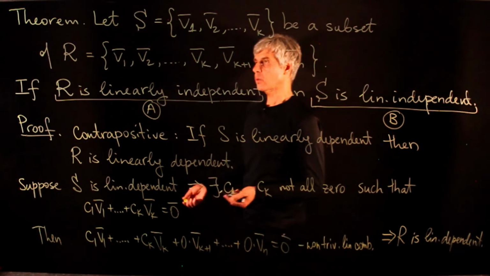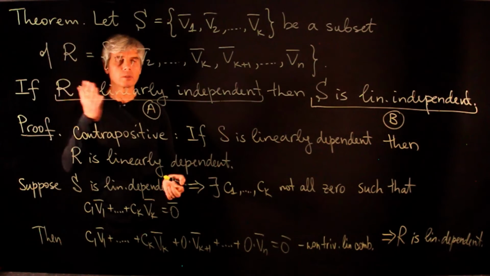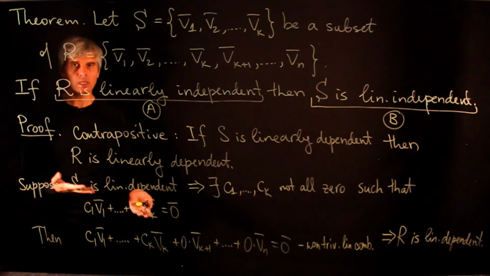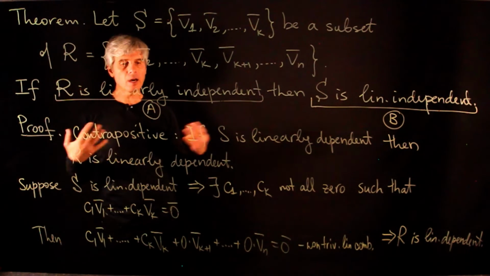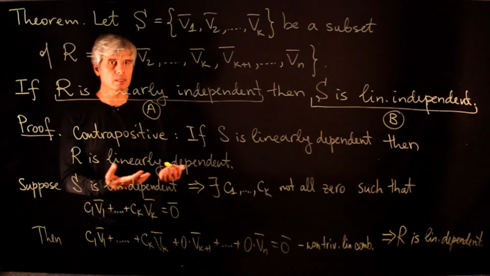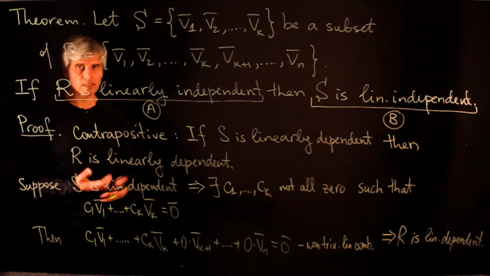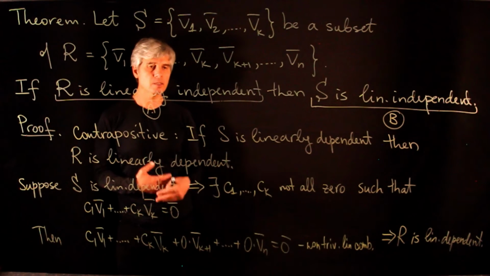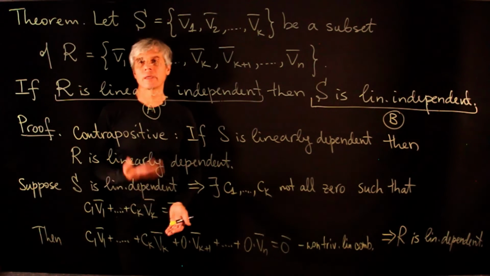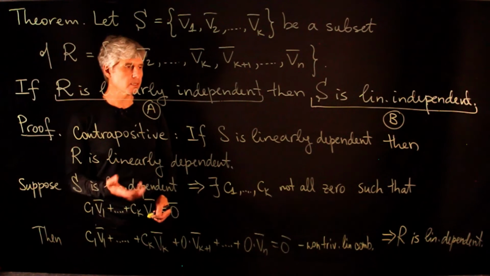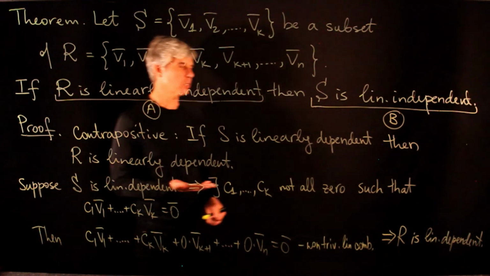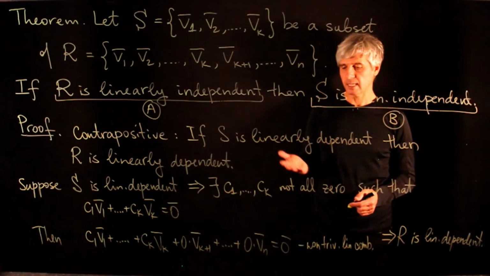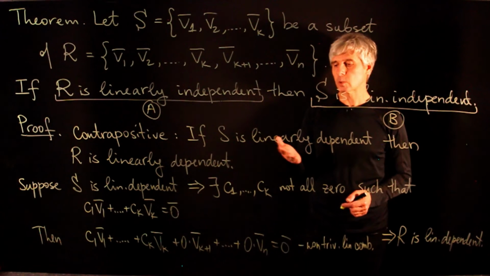And so now it's useful to remember both statements. Here we get that if we have a larger set which is linearly independent, then any smaller subset is linearly independent as well. And if we already have a linearly dependent set and try to enlarge it, the result is still going to be linearly dependent.